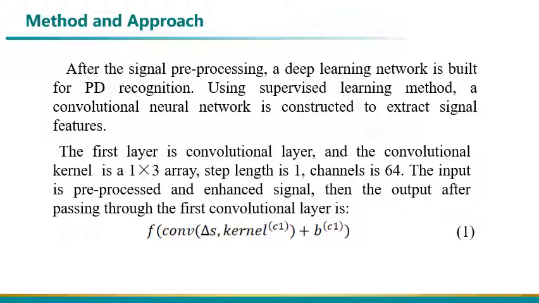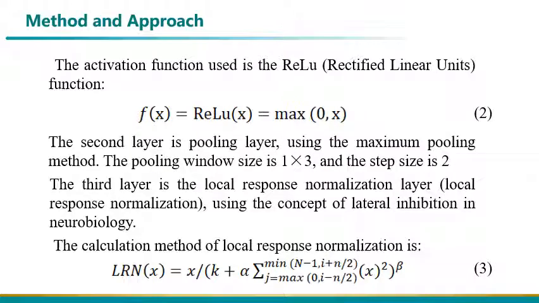After the signal pre-processing, a deep learning network is built for partial discharge recognition. Using supervised learning methods, a convolutional neural network is constructed to extract signal features. The first layer is a convolutional layer, and the convolutional kernel is a 1 multiplied by 3 array. The step length is 1 and the number of channels is 64. The input is the pre-processed and enhanced signal. Then the output after passing through the first convolutional layer is as formula 1. The activation function used is the rectified linear unit function as formula 2.